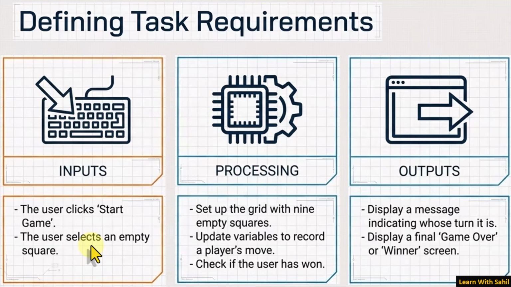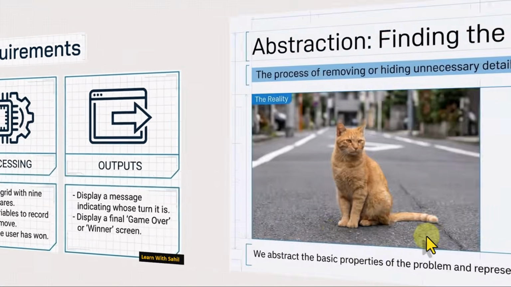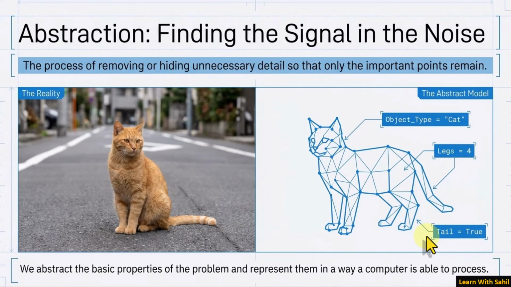Then the processing: what things does it need to do? For example, set up the grid with 9 empty squares. Then update variables to record a player's move and check if the user has won. The next one is display a message indicating whose turn it is, so computer's turn or player's turn, something like that. And display a final game over or winner screen. That is the output it needs. So for every problem, you need to determine these requirements. After that, we are going to talk about abstraction.